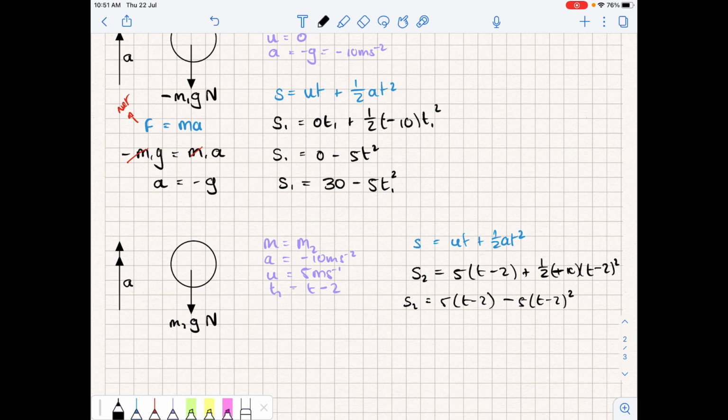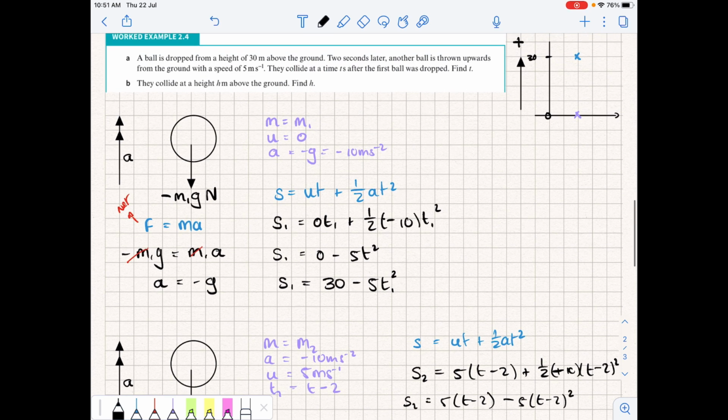So now I have 2 displacement functions, and their times are comparable. We've taken into account that ball number 2 only starts 2 seconds after ball number 1, and the only difference now would be their displacements. Their displacements will not be the same for any given point in time. For instance, at t of 0, they will be 30 meters apart, and as the time increases, their displacement will slowly become the same. So in other words, if we want to find the time when these two objects collide, that is the time at which both their displacements are equal to each other.